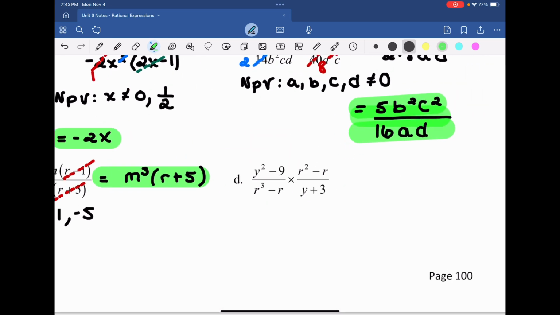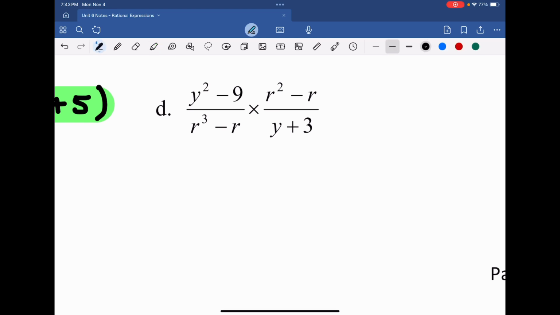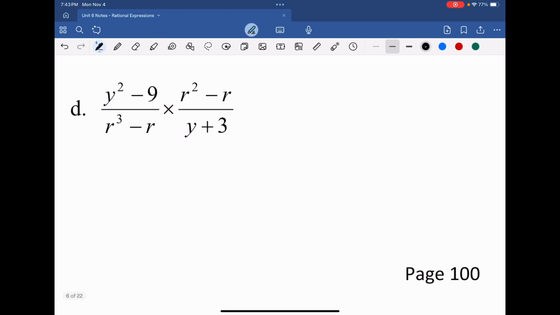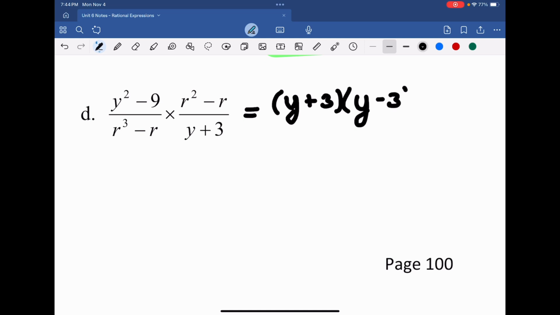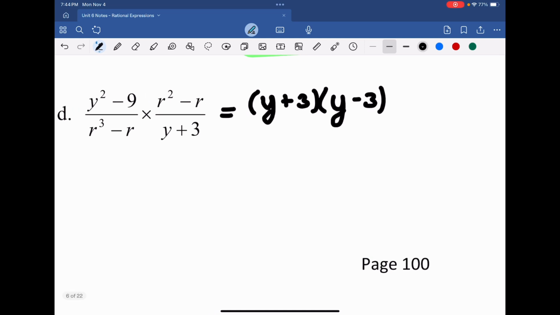Okay, now from here, we're going to go over to part D. When we look at this one, it's not in its factored form. So let's start off by just factoring this thing. What I'm going to do is write this is equal to, in the one numerator, we have y plus 3 and then y minus 3. We recognize this as a difference of squares when it factors.